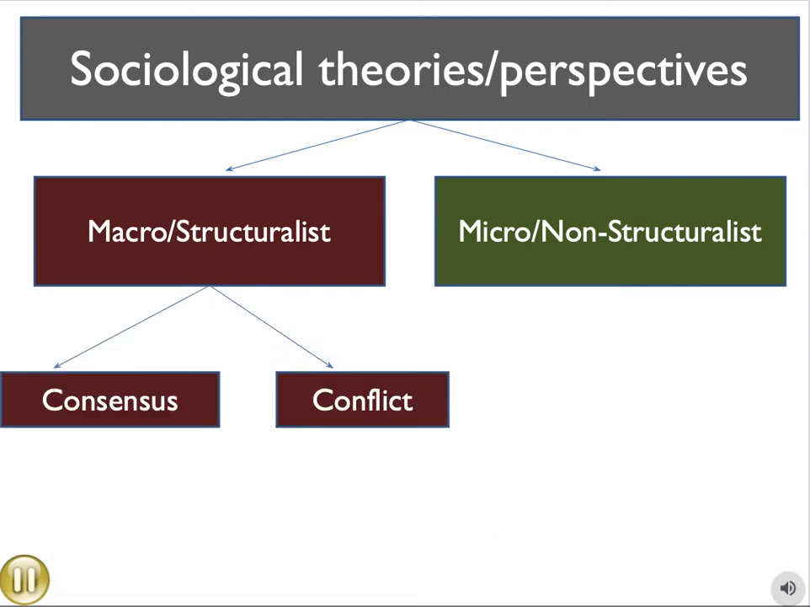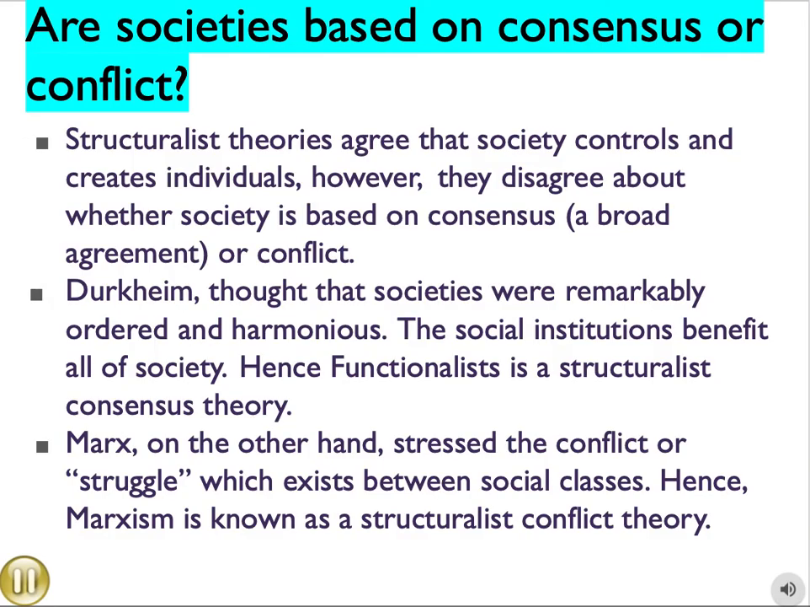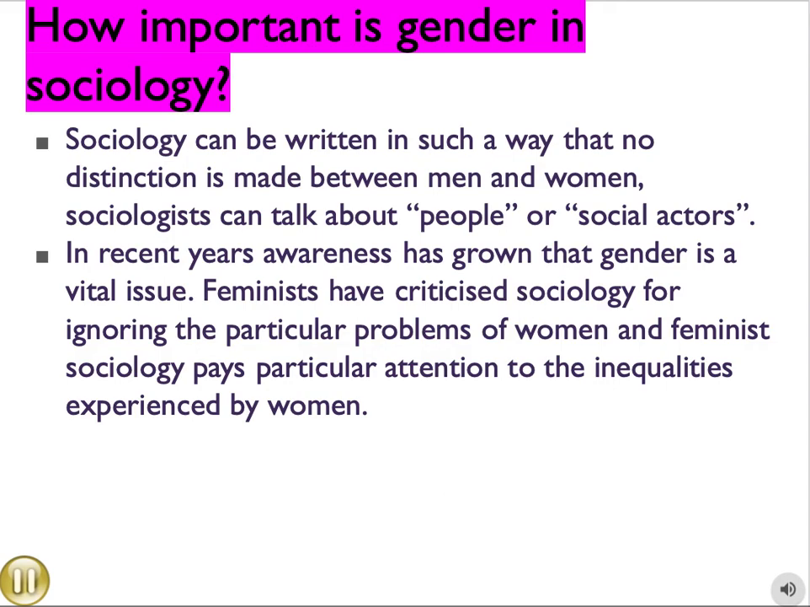Structuralists can also be divided into whether they think that the structures of society provide us with consensus or prevent conflict. You should make a note of this now. Remember, both functionalism and Marxism are structuralist theories, but where functionalism sees this as generating consensus, the Marxists see them as preventing conflict. We'll look at these theories in much more detail. The third main issue to look at is gender.